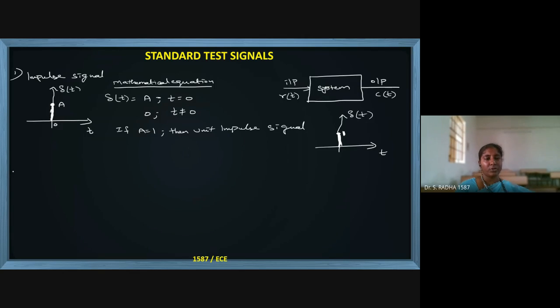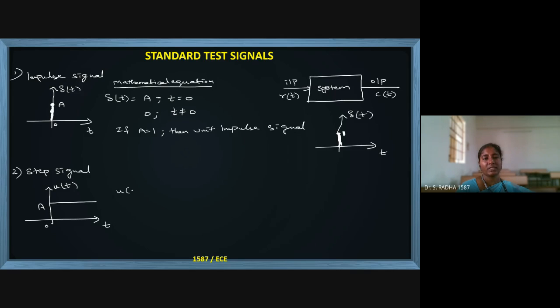Now I am going to the second signal, which is called the step signal. The diagram will be like this, with x-axis and y-axis. The signal is represented as u of t. U of t is the representation for the step signal. On the positive side, height will be there.